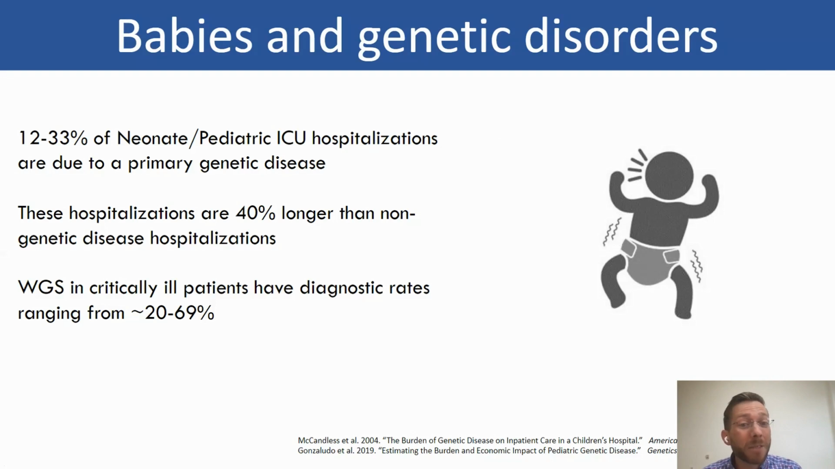That said, 12 to 33% of neonate or pediatric ICU hospitalizations are due to some sort of primary genetic disease. And these hospitalizations where the patient is suffering from a genetic disease are on average 40% longer than those without a genetic disease. We know that we can use genetic testing in order to identify what is the cause of these genetic diseases. And more specifically, when we think about using whole genome sequencing as our diagnostic test, we can have diagnostic rates ranging anywhere between 20 and 69%.